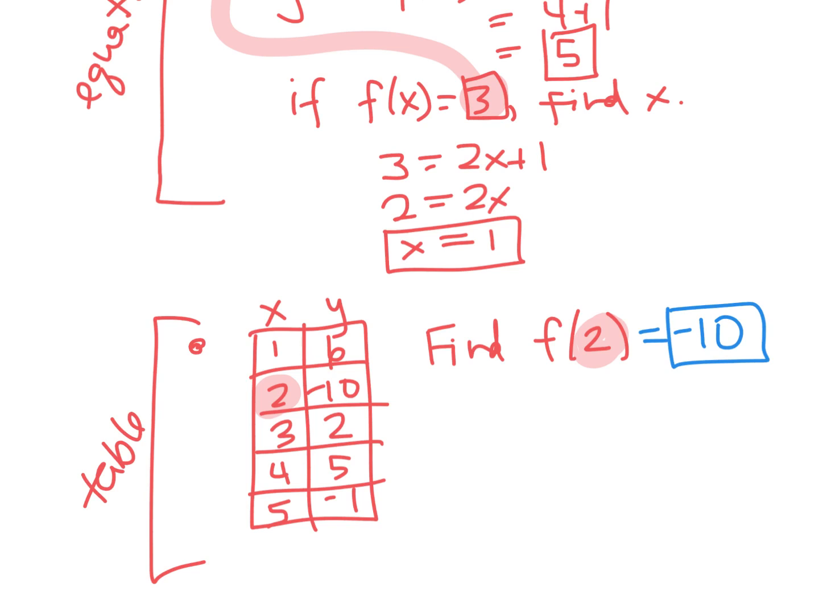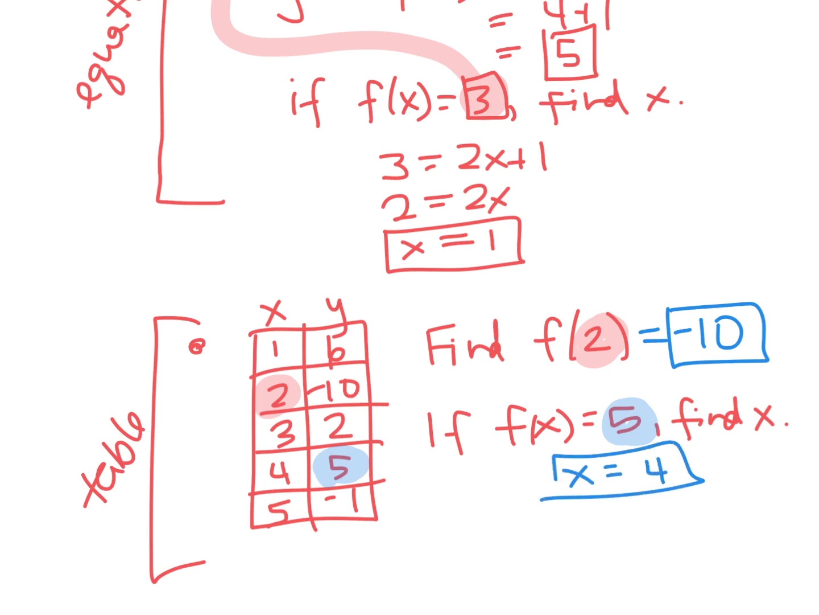Then let's go backwards. So what if it says if f of x equals 5, find x. So this is giving you the y value, right? So here's the y value. So you look under y and you say, oh, y is 5. And so x must have been 4. So x is 4, right? So for that question you looked at the y value, and for the first question, you looked at that negative 10.